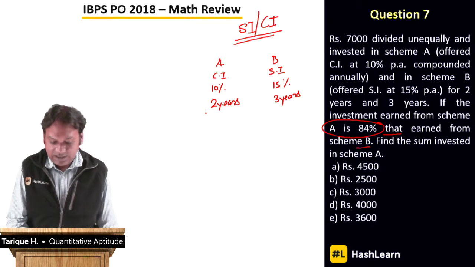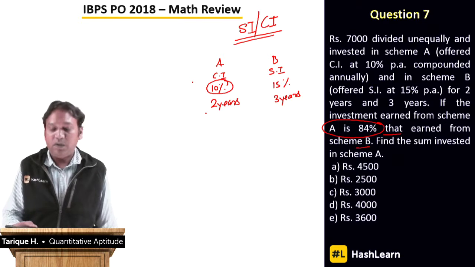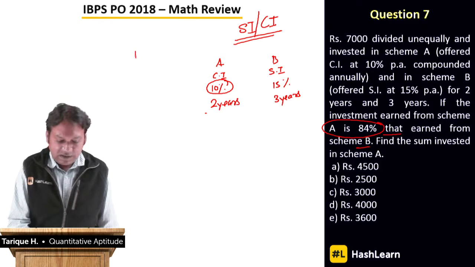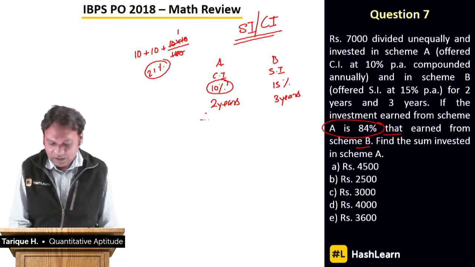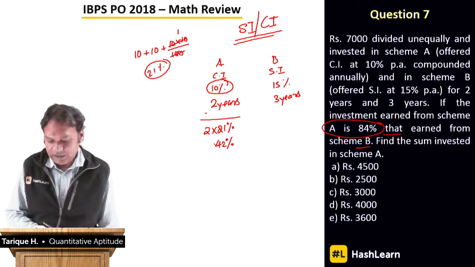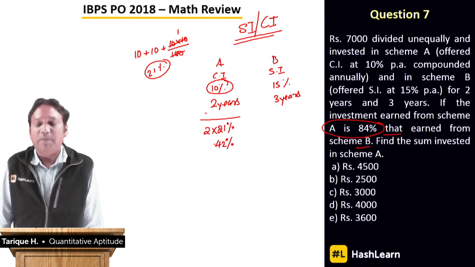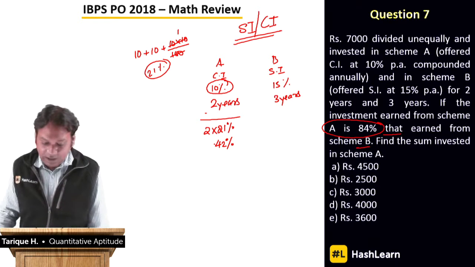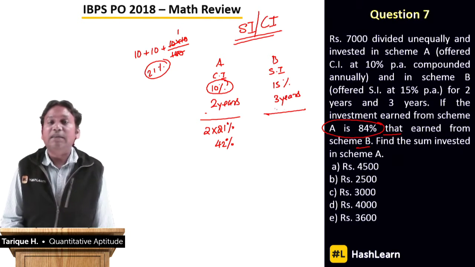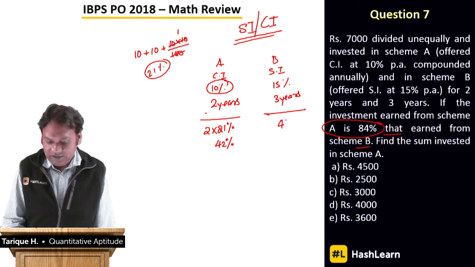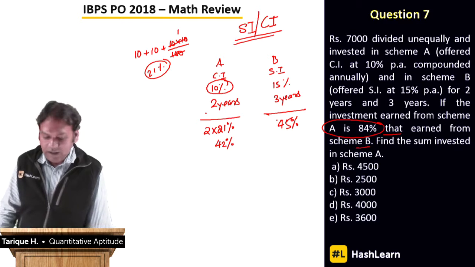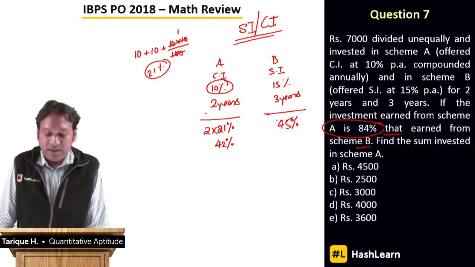So if we have 2 years and 10%, let's just find out what will be the total percentage. For 2 years at 10%, we can calculate like this: 10 plus 10 plus 10 into 10 by 100. So that's 21%. Multiplying by 2, that is 42% interest I am going to get on my amount invested in the case of compound interest. And if you look at scheme B, 15% in 3 years, if I multiply, that is 45% I am getting from scheme B. That is in the case of simple interest.